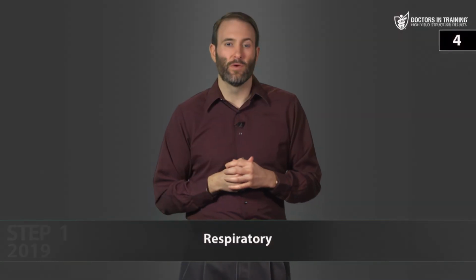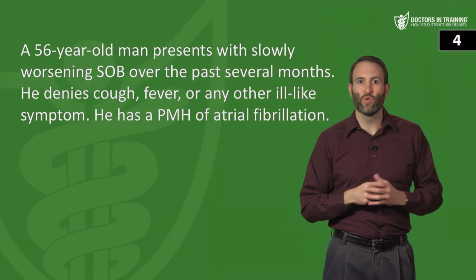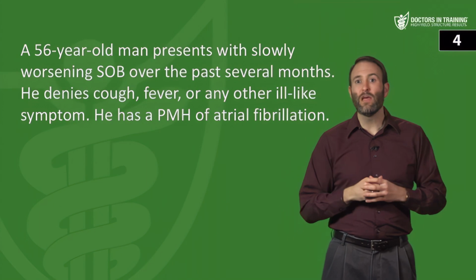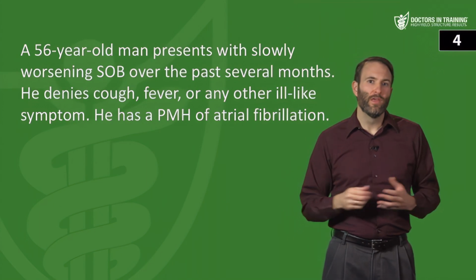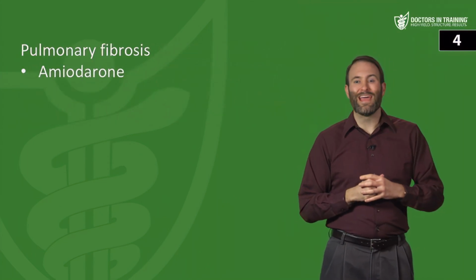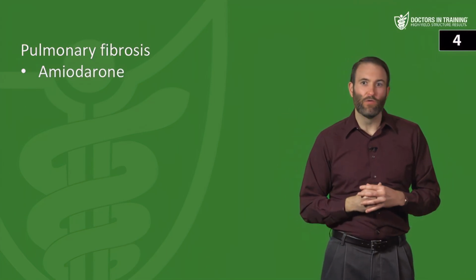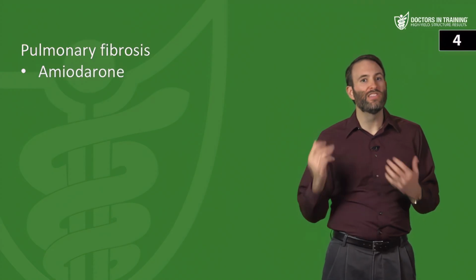Next we have respiratory. Our vignette here, a 56-year-old man presents with slowly worsening shortness of breath over the past several months. He denies cough, fever, or any other ill-like symptom. He has a past medical history of atrial fibrillation. The answer here is amiodarone. Amiodarone is often given to patients with AFib, and a very important side effect is pulmonary fibrosis. Now remember, with amiodarone, you have to check your PFTs, your LFTs, and your TFTs.